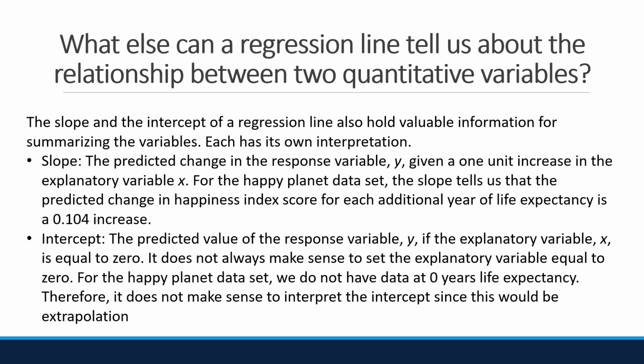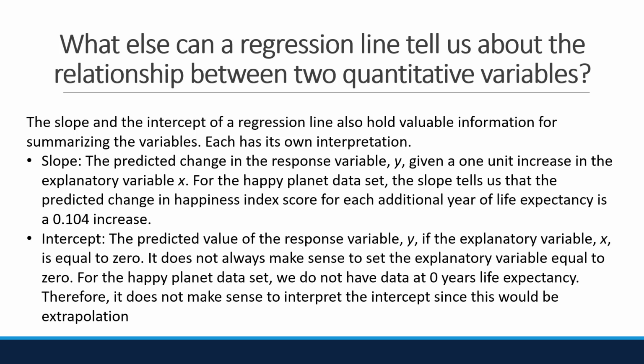The slope and the intercept of a regression line also hold valuable information for summarizing the variables. Each has its own interpretation. Slope is the predicted change in the response variable y given a 1 unit increase in the explanatory variable x. For the Happy Planet dataset, the slope tells us that the predicted change in happiness index score for each additional year of life expectancy is a 0.104 increase.